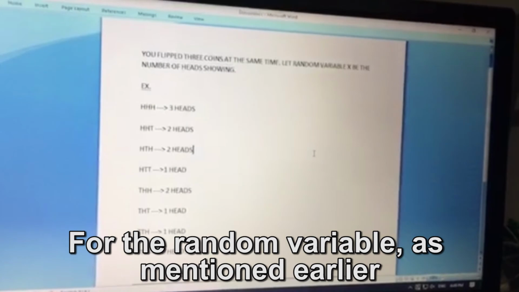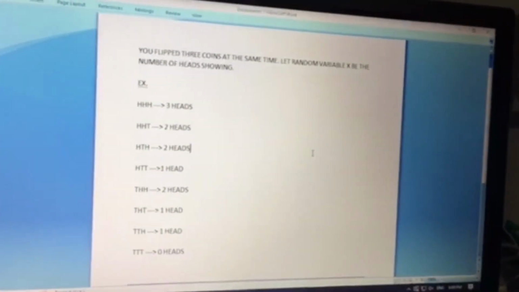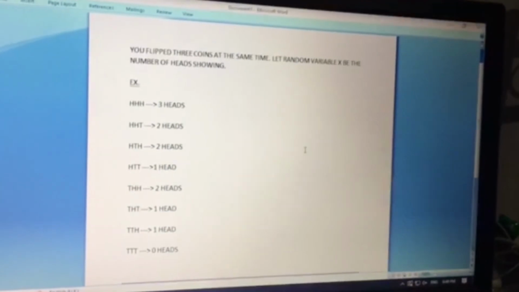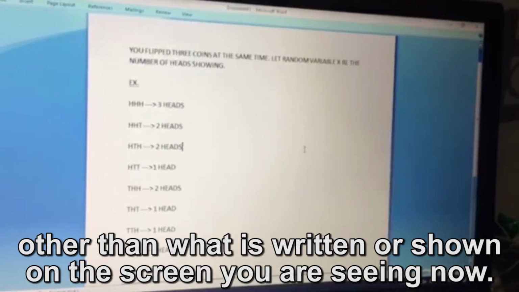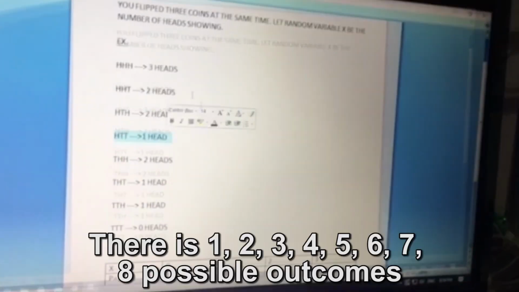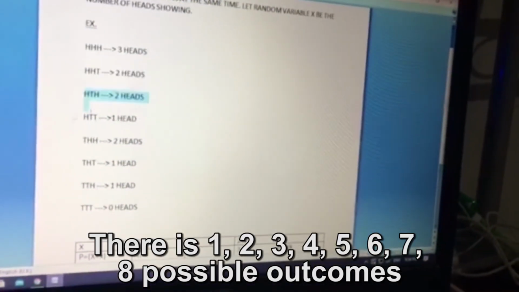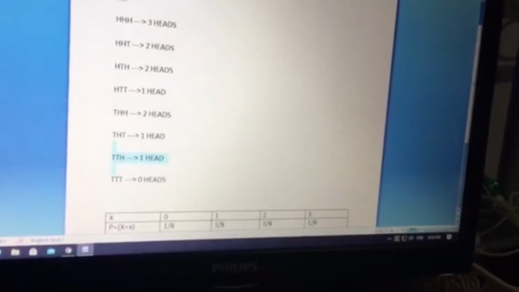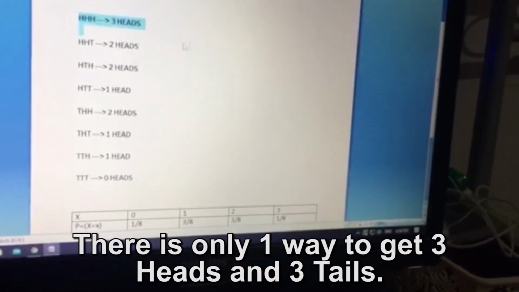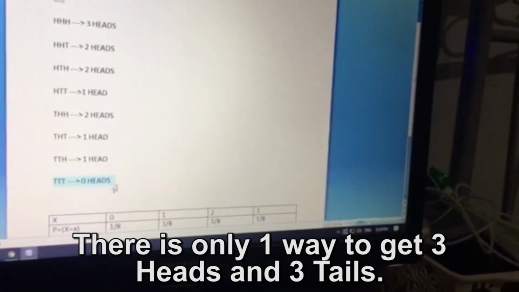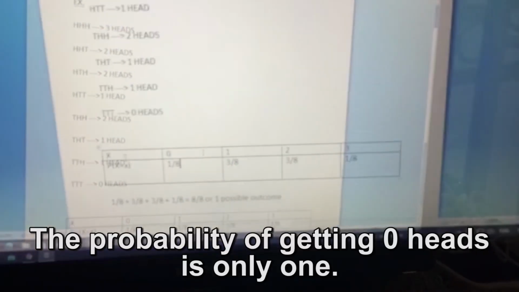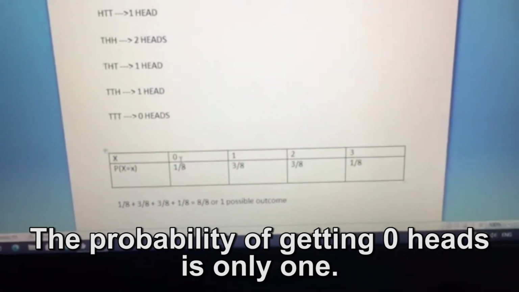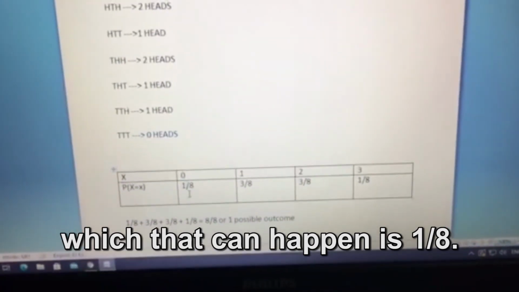Remember the random variable I just mentioned earlier is how many heads, right? Now these are the only possible outcomes that can happen other than what is shown on the screen. There are 1, 2, 3, 4, 5, 6, 7, 8 possible outcomes. There's only one way to get 3 heads and one way to get 3 tails. The probability of getting 0 heads is only one way, which is 1/8.